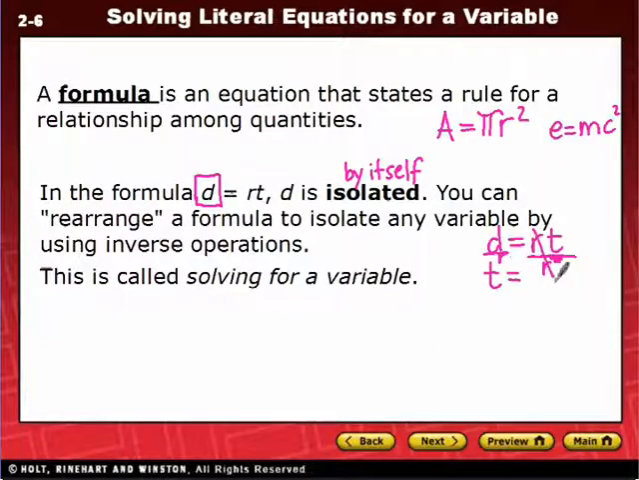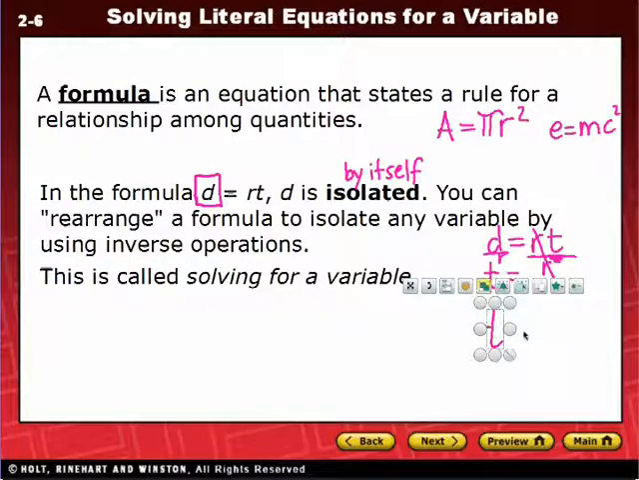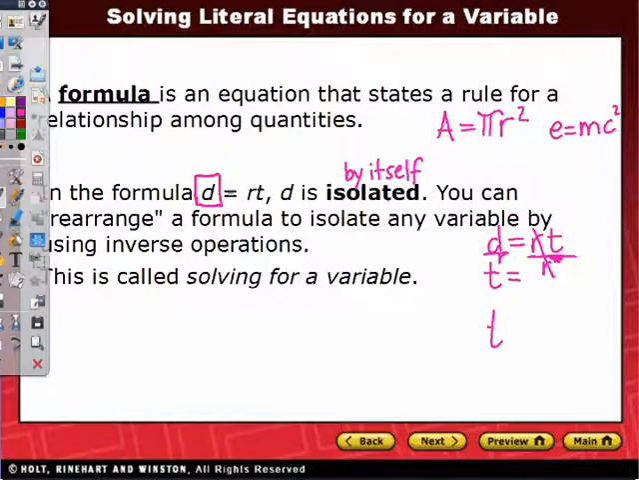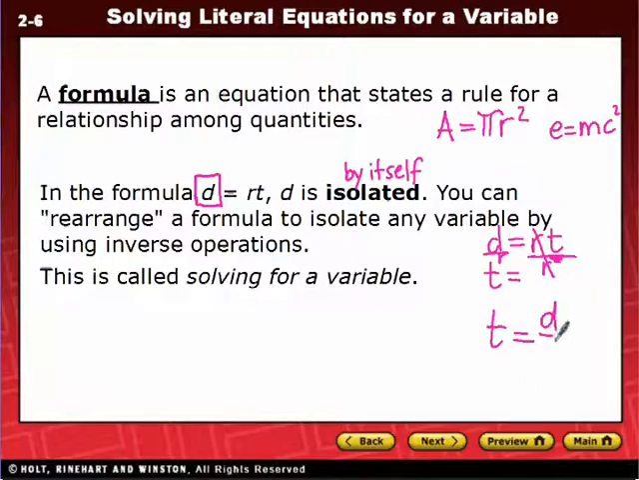And now I have t equals, let's rewrite it down here where we actually have space. Equals d over r. There we go. Equals d over r.